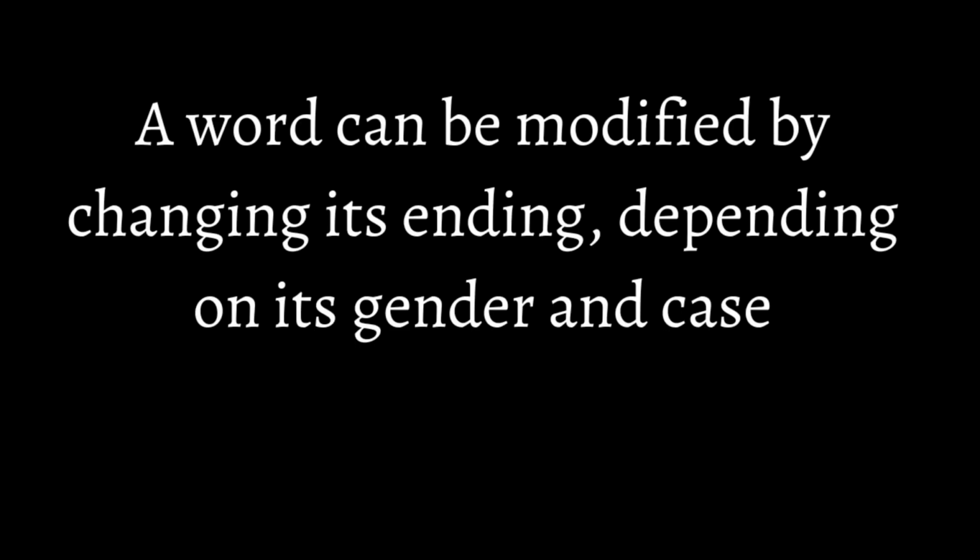Russian can have a word that can be modified in 6 different ways because the word can be expressed differently in 6 ways. The way a word can be modified is by changing its ending depending on the gender, and in this case, we have the nominative, which is the easiest to understand in Russian.